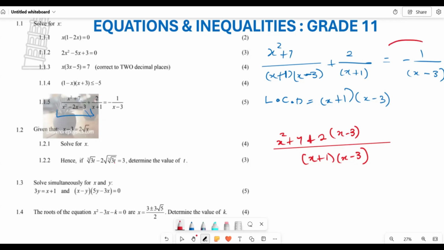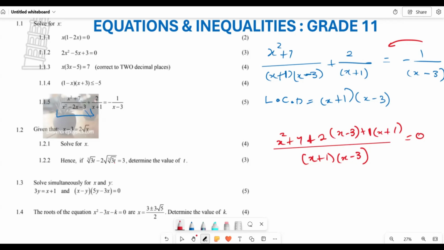Now, I am going to transpose this one to this side, which is going to be positive. Which means this is going to be positive 1. And what is it that I need to multiply with here? I already have x minus 3 and x minus 3, which means I only need to multiply by x plus 1 here. And everything else here is going to be the same as 0.